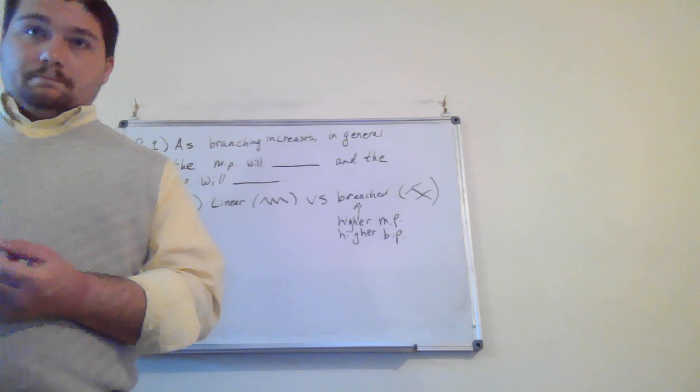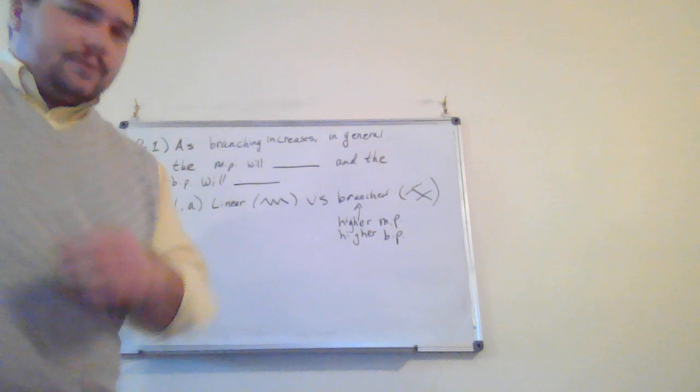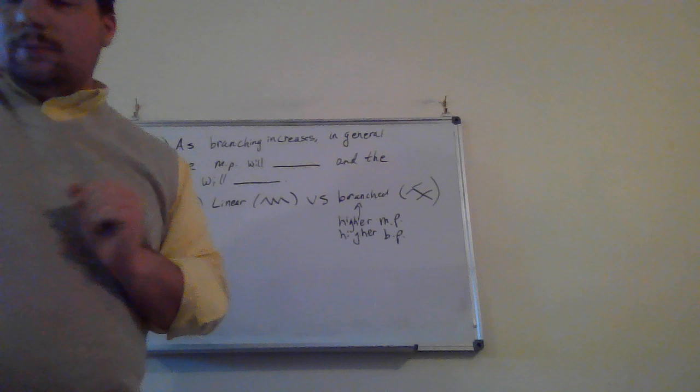Okay? A little bit of thermodynamics. We'll talk about that in the organic chemistry series. Probably towards the end of the first part of the lectures. But for now, it's well enough to know that as we increase the branching from linear to branched, the branched version will always have a higher melting point and higher boiling point.